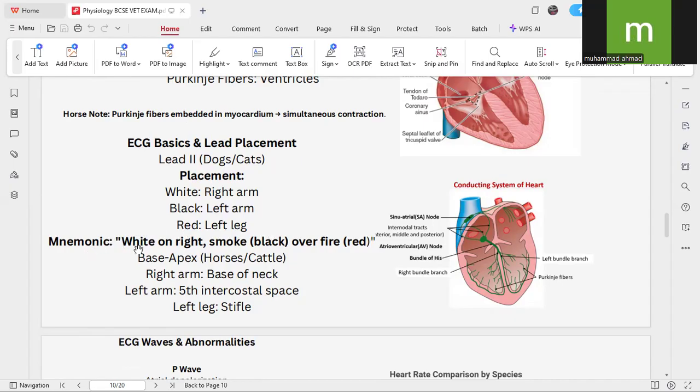So this is the mnemonic: white on the right, smoke over the fire. White on the right means white on the right side, smoke means black, and fire means red. Black over the red, so these both are on the left side. In horses and cattle, we use base-apex: right arm at the base of the neck, left arm at the fifth intercostal space, and left leg at the stifle.